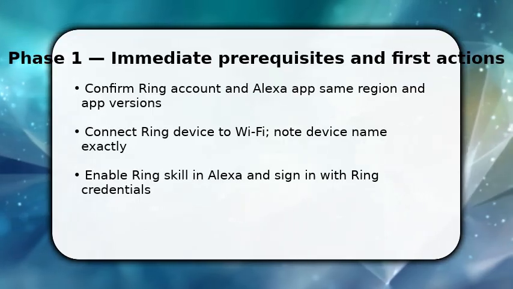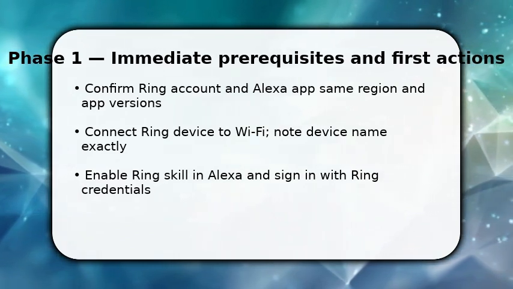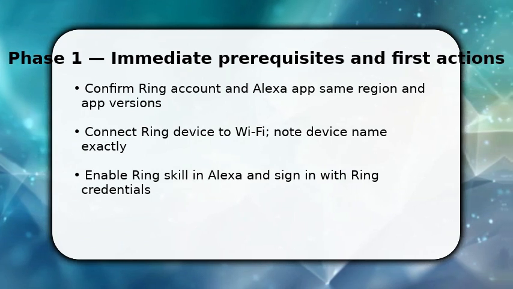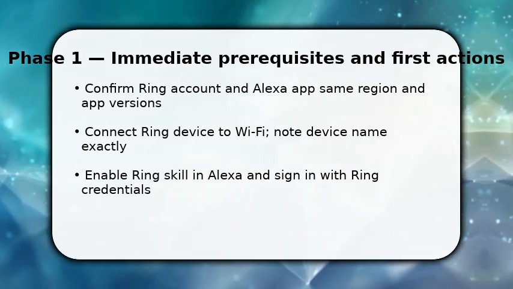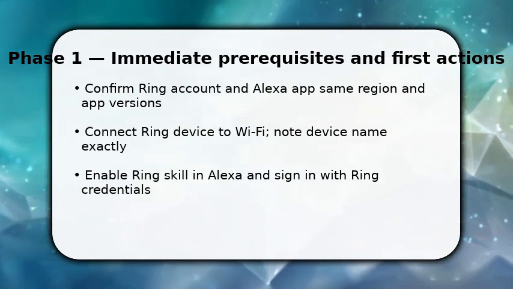You start by confirming essentials. Make sure your Ring account, Alexa app region, and firmware are current because mismatches block discovery. Next, connect the Ring camera to your home Wi-Fi and give it a clear device name. You will use that name in Alexa.